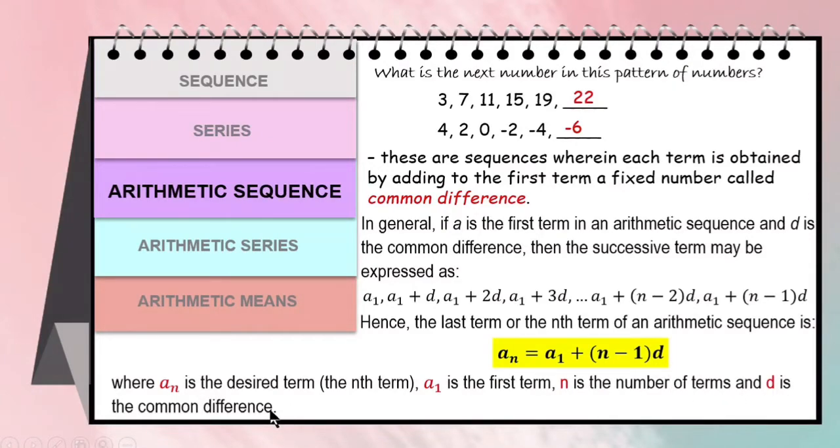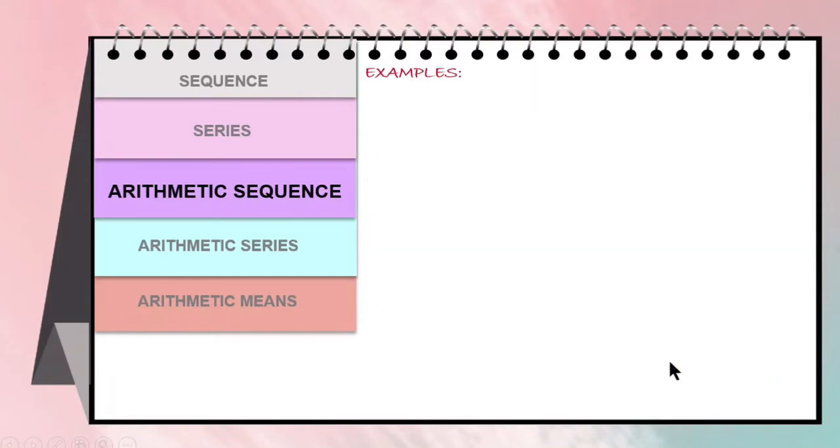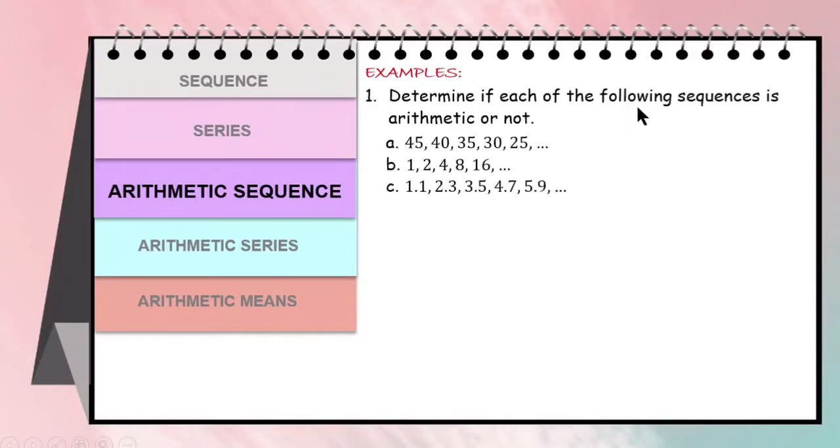Take note that a sequence is arithmetic if each pair of consecutive terms differs by the same number called the common difference. The nth term of an arithmetic sequence can be determined using this formula, A sub n equals A sub 1 plus n minus 1 times D. Let us have some examples. Number 1. Determine if each of the following sequences is arithmetic or not.